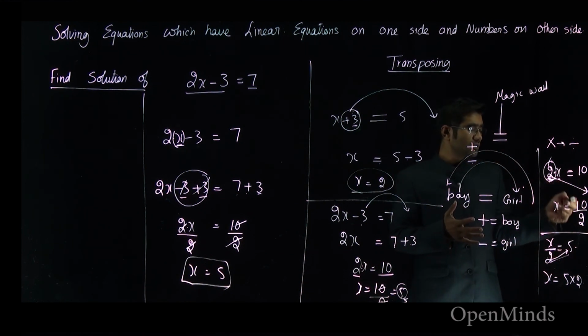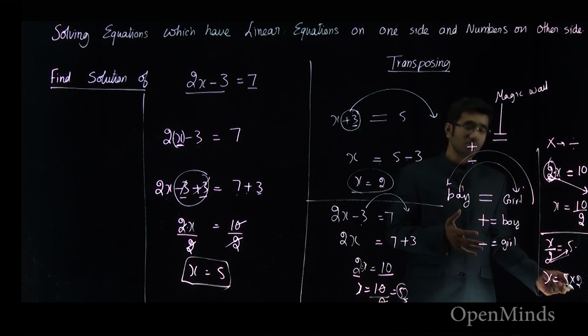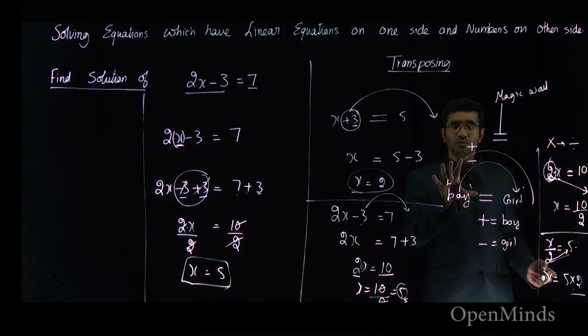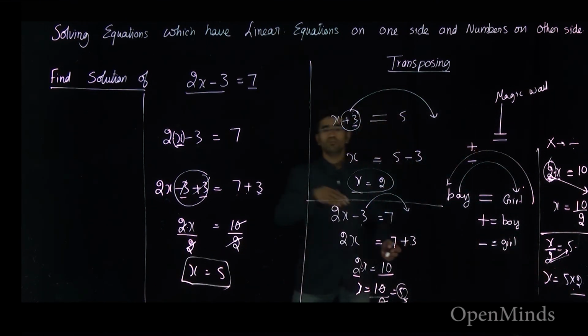If it is multiplication, it goes as division. If it is division here, it goes as multiplication. That is one rule, and the other rule is this one. So let's practice these rules with more problems, guys.